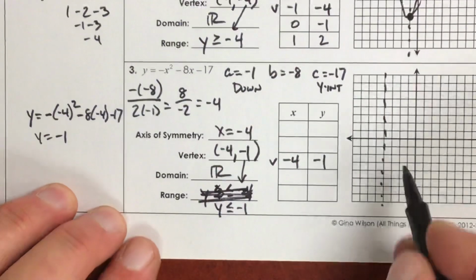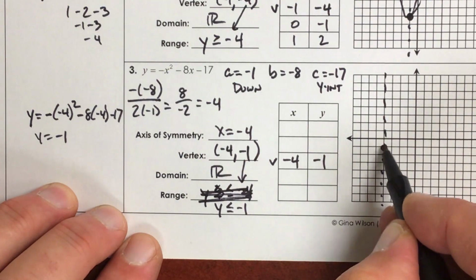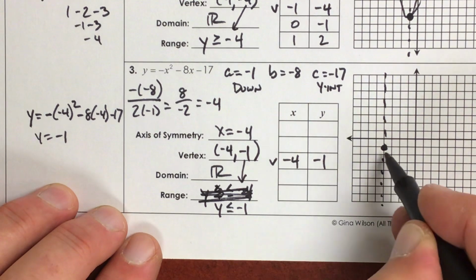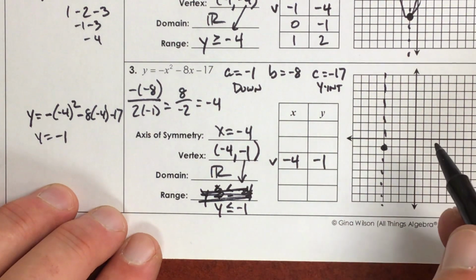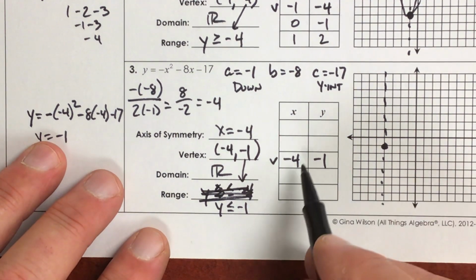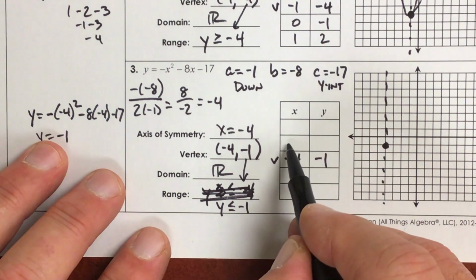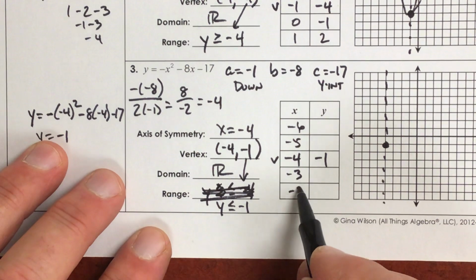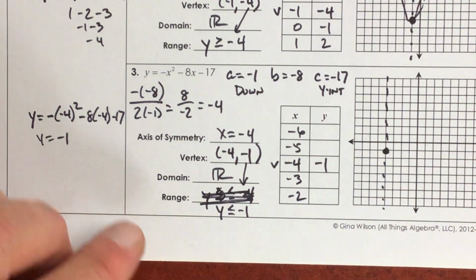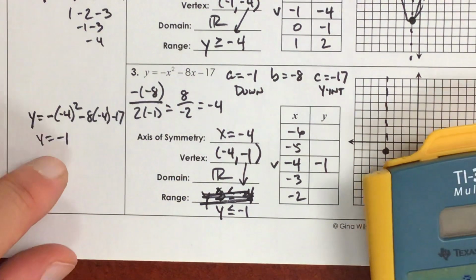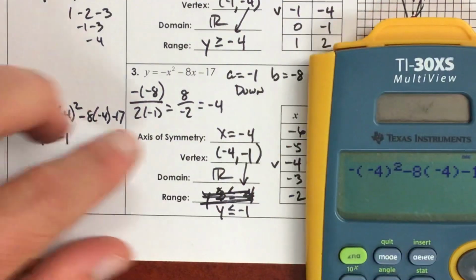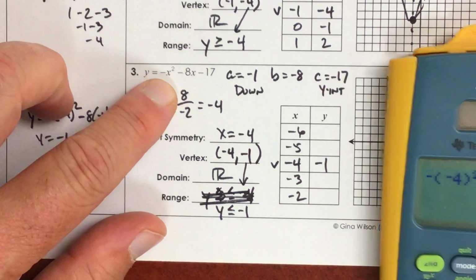So now we have our vertex is negative 4, negative 1. So that's that point right there. We know that it opens down, so we expect to have these numbers less than negative 1. All right, so again, if we put negative 5 and negative 6, which would make negative 3 and negative 2, right? So now the fun part is that you start plugging these numbers in, which means we're going to have to start looking at this differently.